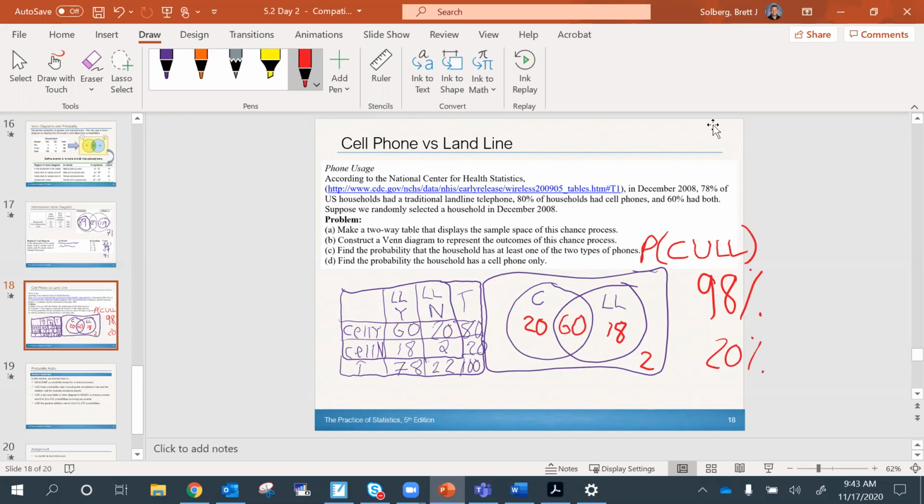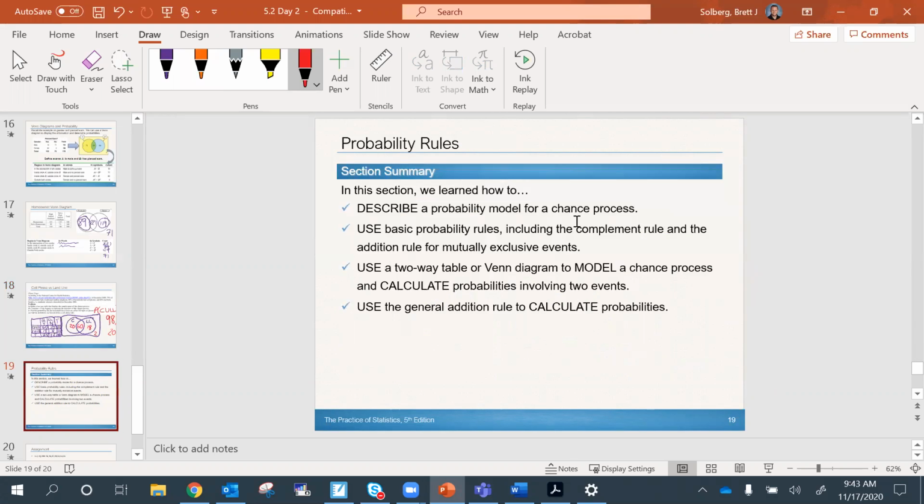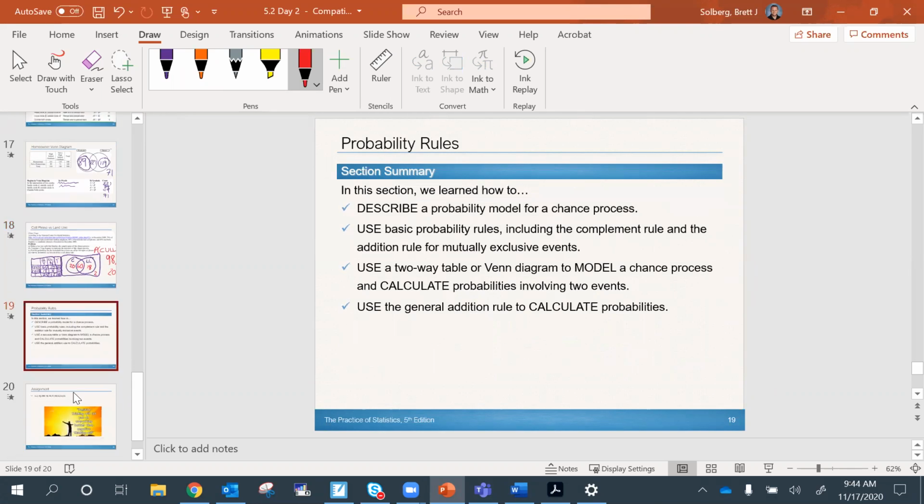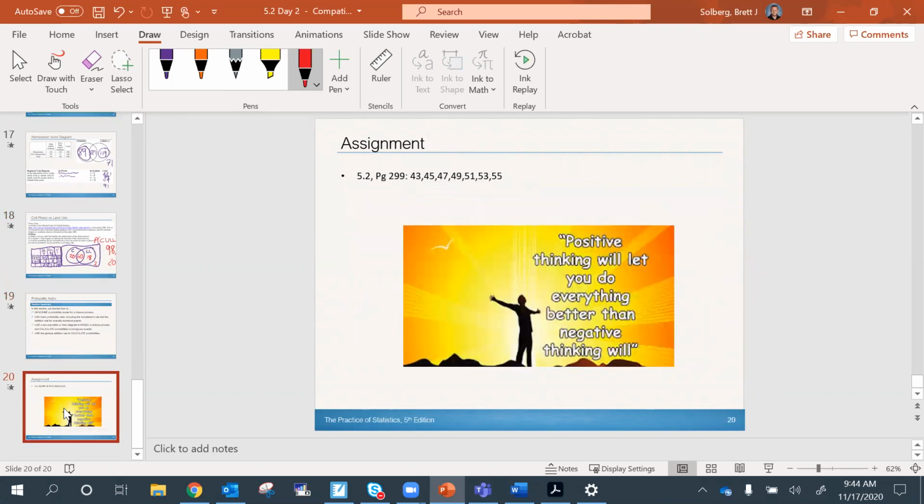All right. So now this wraps up 5-2. So we've talked about the probability models, basic rules, complement rule, mutually exclusive, how to use a two-way table and Venn diagram, and the general addition rule. So your assignment is 5-2. We've got these problems here.